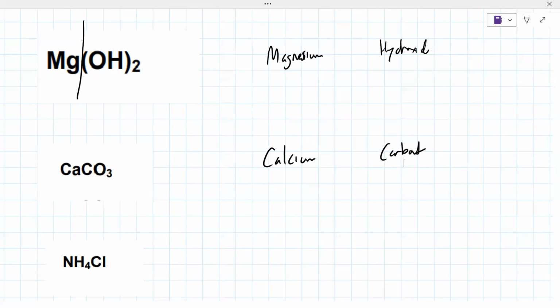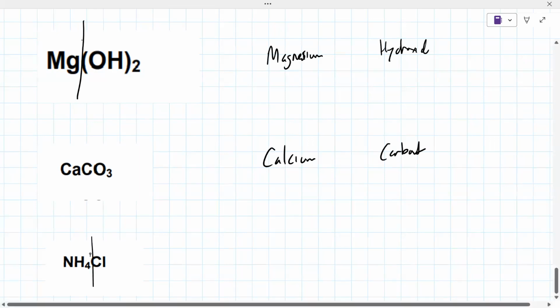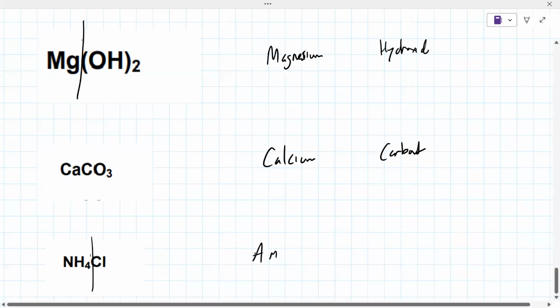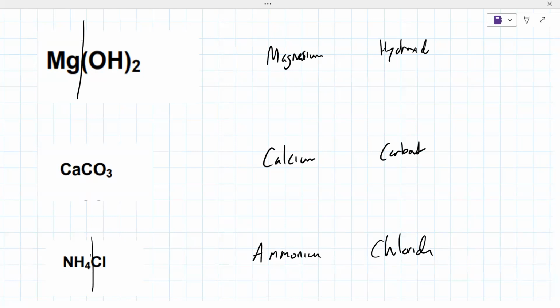And the last one. Let me look. Is that one on the list? NH4 should be on there. All right, let me look. I'm seeing like NO. Hold on. Oh, ammonium chloride, I want to say. I didn't check that though. Chloride? Okay, good. Yeah.